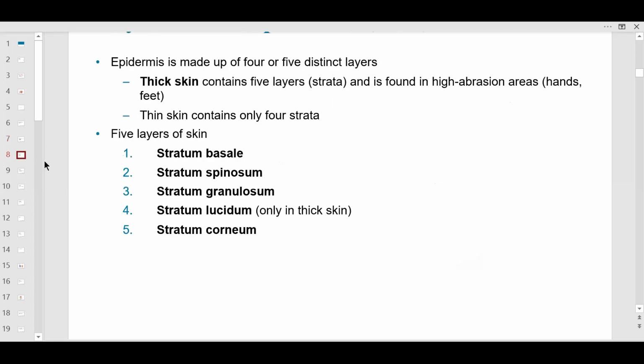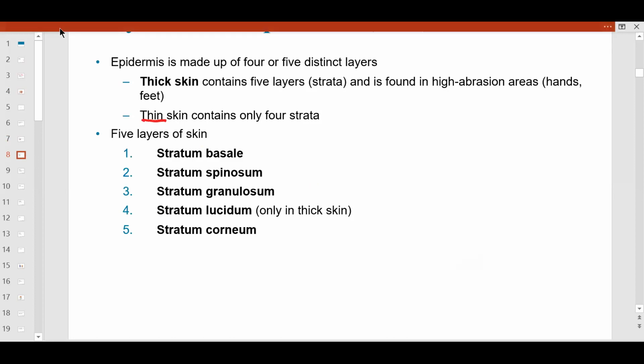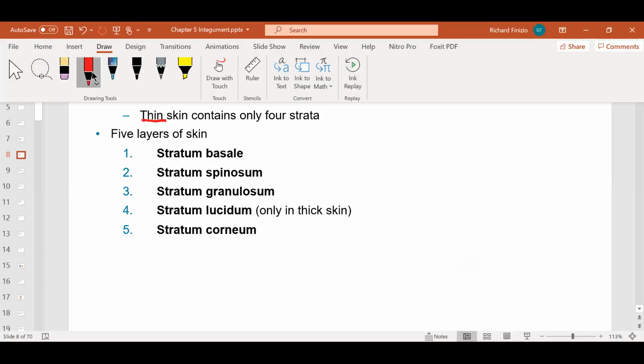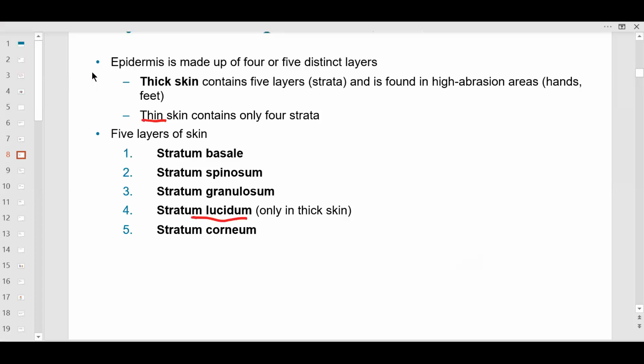That's pretty good. Here's the layers of the skin. Thin skin everywhere else besides the palms and the soles have 4 layers, and the thick skin has 5. So the one that makes the difference is the stratum lucidum. Now they kind of did it opposite of me. I put the corneum of the outer, I went from outer to inner, or superficial to deep. They're going deep to superficial.